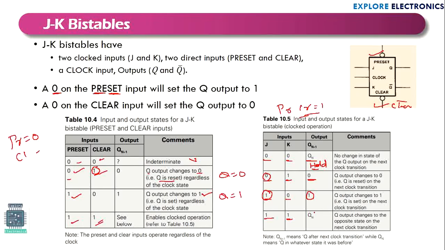When 1, 1, here we need to understand again what is the 1, 1 state. In the 1, 1 state, Q will be changed to the opposite state. Means if Q is equal to 0 in the previous case, Qn plus 1, or the next state, will be changed to 1. Or if it is 1, it is changed to 0.